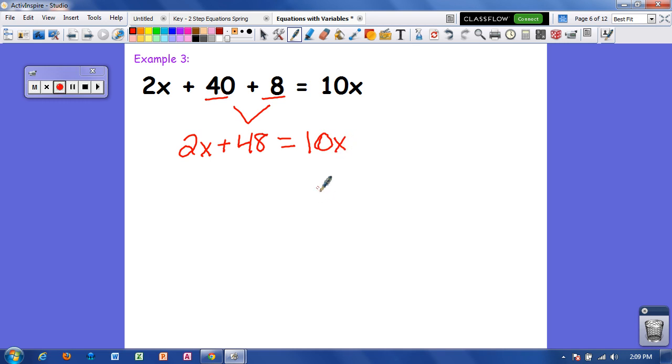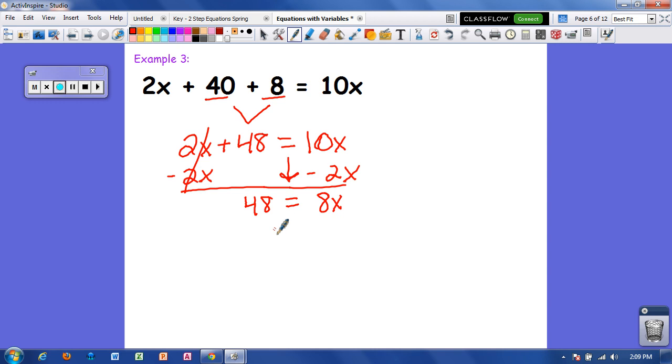equals 10x. Now what I'm going to do is I'm going to take 2x and I'm going to bring it over to this side. So if I have a positive 2x to make a zero pair, I would need a negative 2x. That's the same as subtracting 2x. That cancels and we're left with 48. And 10 minus 2 is 8x.